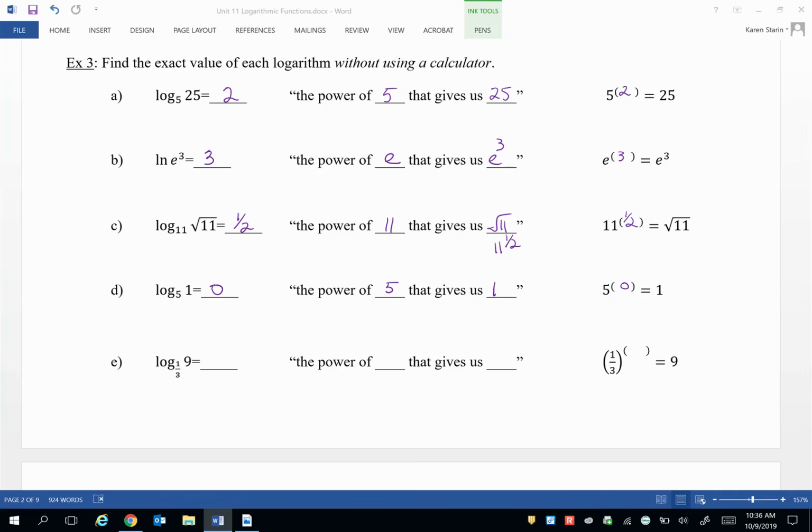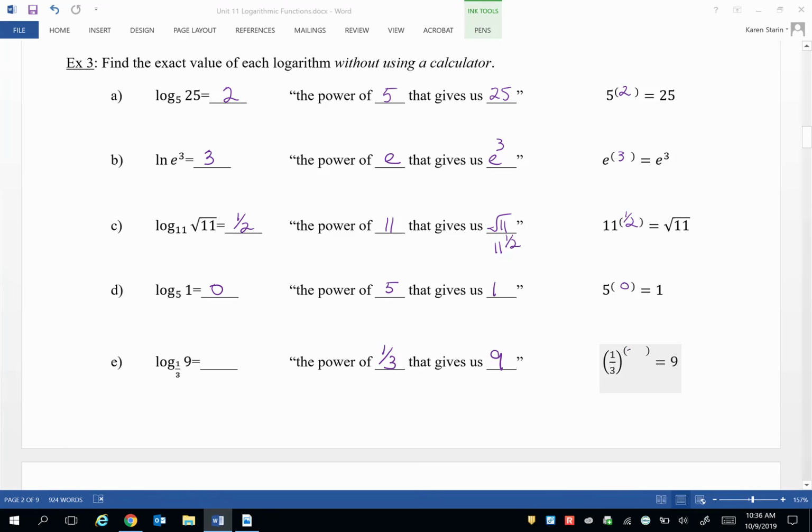Part E, log to the 1/3 base of 9 equals, well, we'll have to think about that one a minute too, I think. The power of 1/3 that gives us 9. So we have to think about that. How can I get 9 with base 1/3?